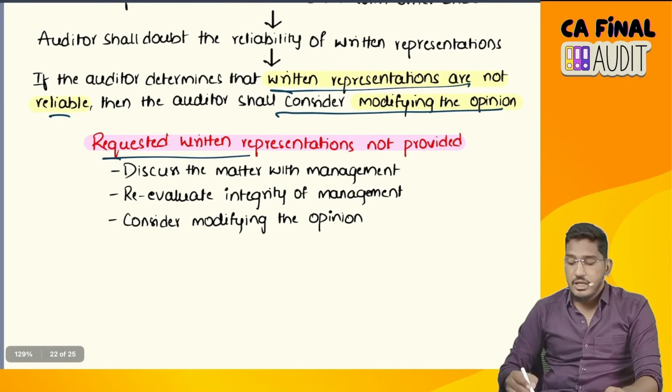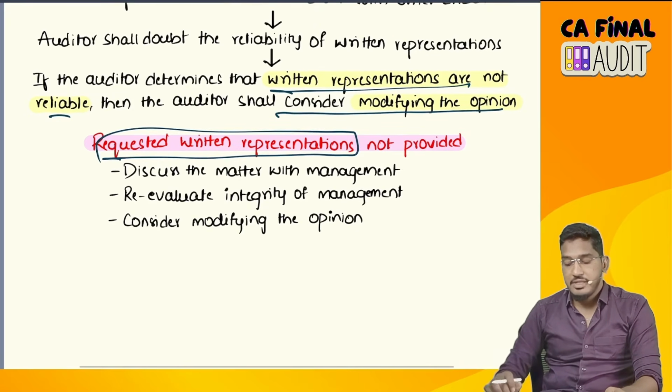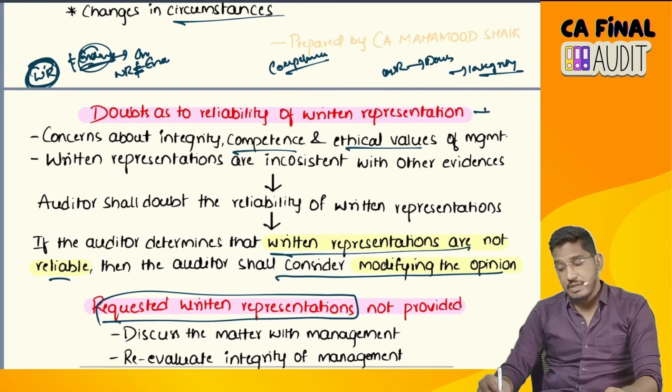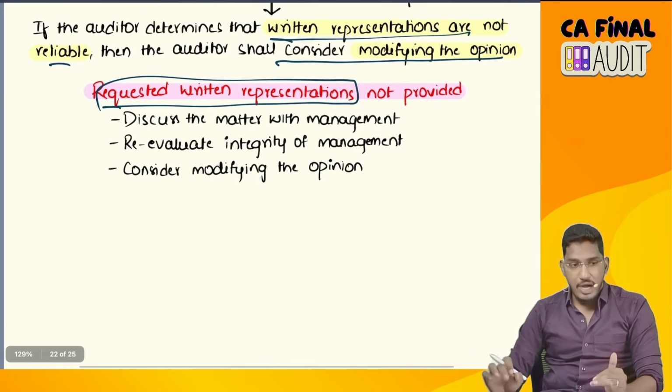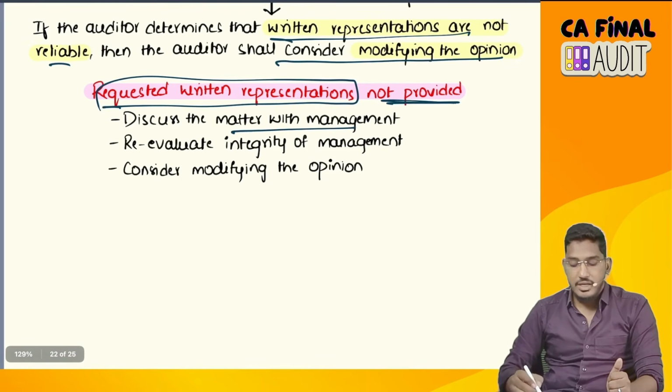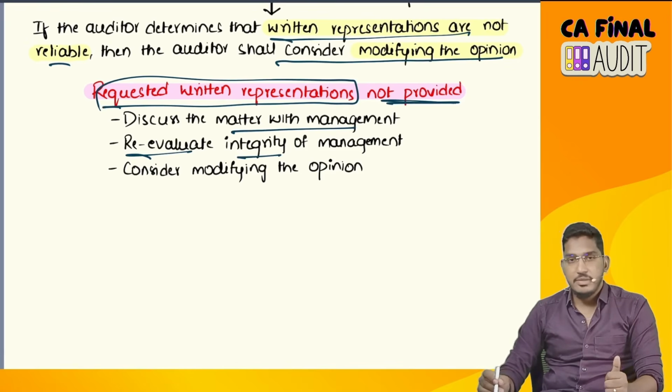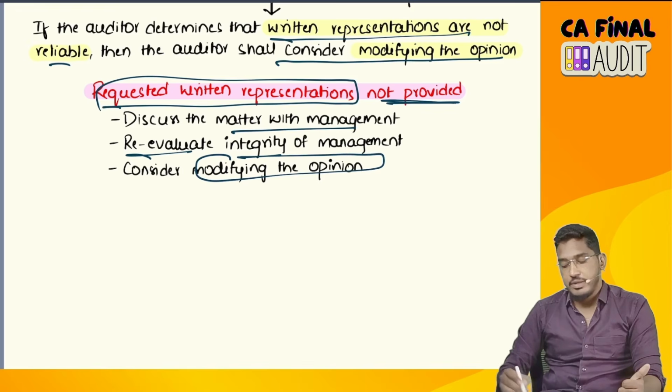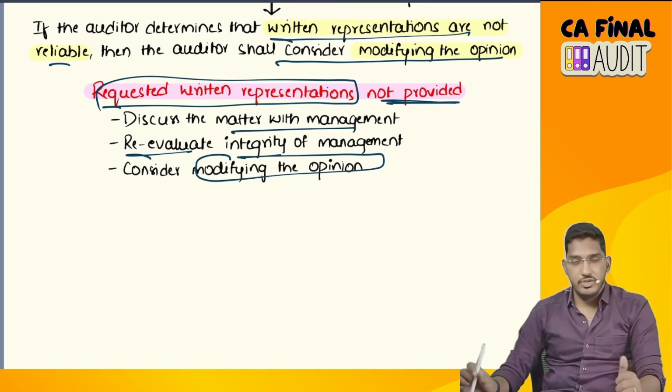Next, requested written representation not provided. See, in the previous case, you asked for written representation, management provided, but they are not reliable. But now this paragraph says you asked for written representation from the management, but the management is not providing the written representation at all. Then what should I do? Then you have to go and discuss the matter with the management, re-evaluate the integrity of the management. That means reassess the integrity of the management and even consider modifying the opinion. If required, consider modifying your opinion.